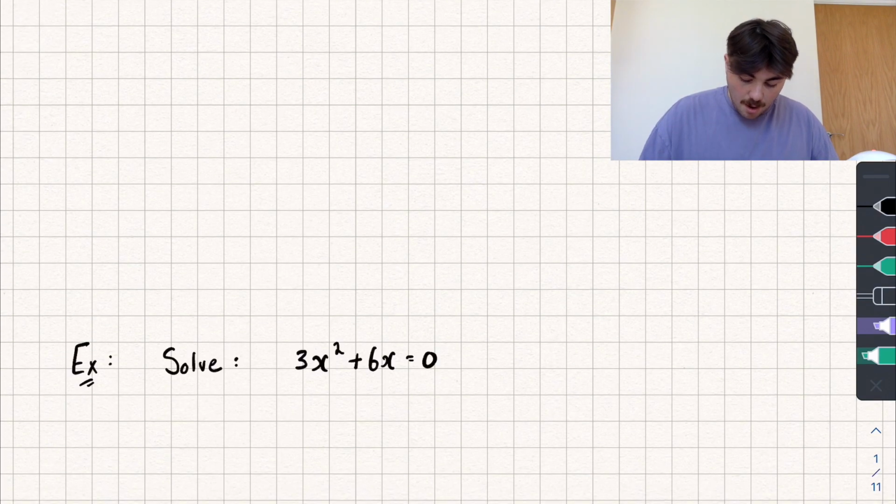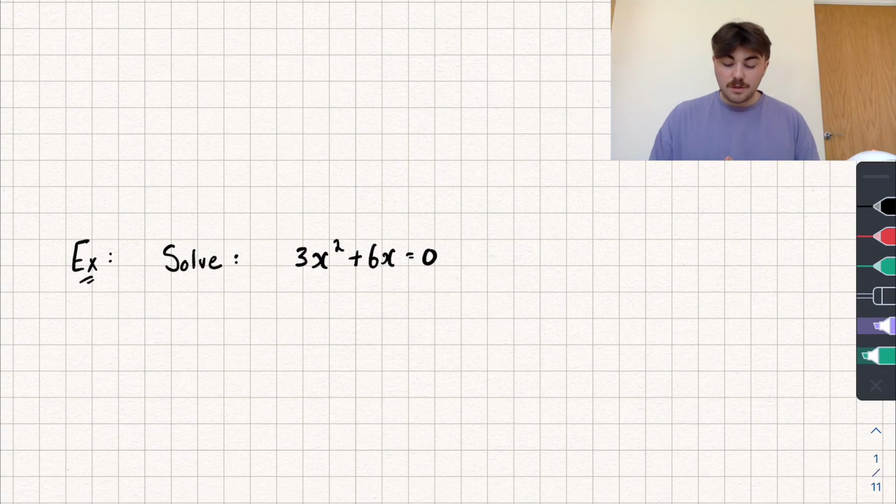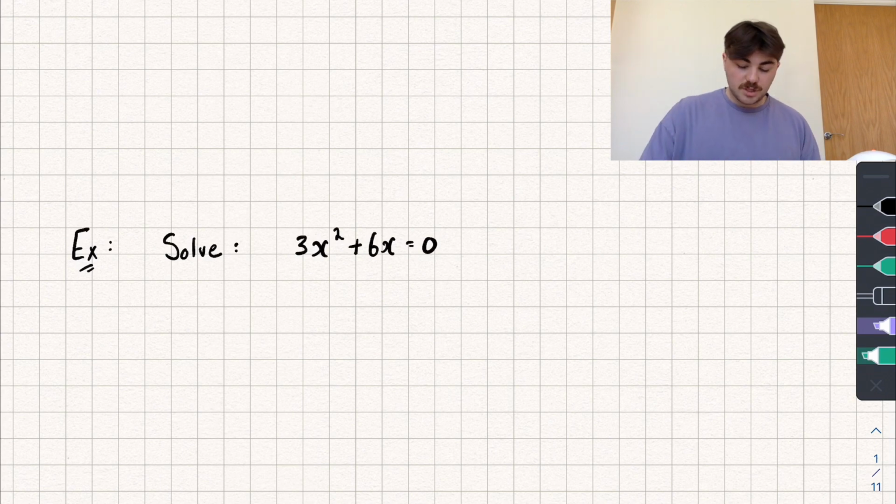So let's start off with this one here, where we have to solve 3x squared plus 6x equals 0. By solve, we just mean find the values of x such that if we substitute them into this equation, it's going to equal 0. Okay? And so for this method to work, to solve a quadratic through factorisation, it's important that one side of our equation is equal to 0. And you'll see why in a second, okay?